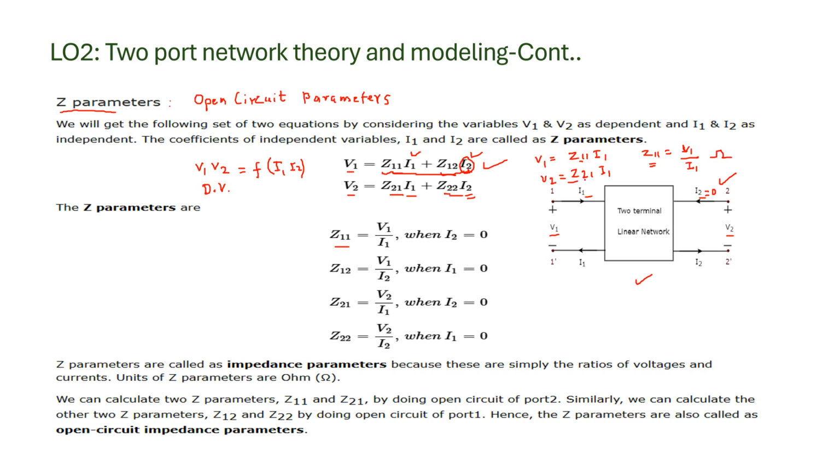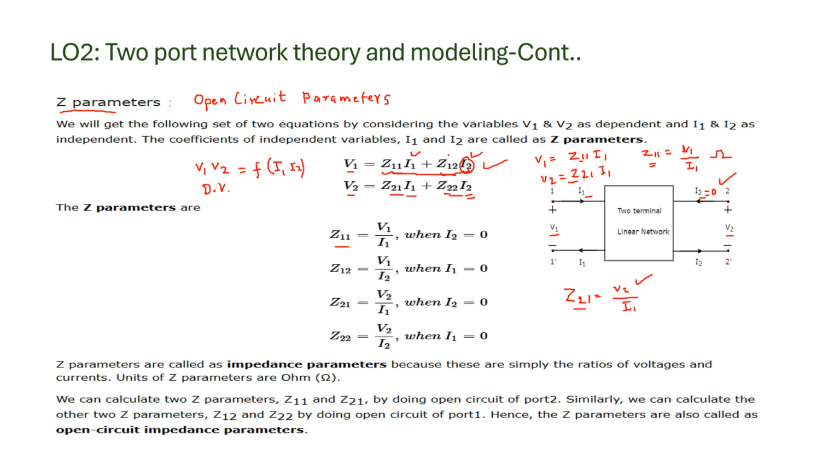Similarly, Z21 can be found out by the equation V2 by I1. So we will have an output voltage. You can measure it by a voltmeter, and you can measure the current I1 at this point. If you divide V2 by I1, then we will get the Z21 parameter. This is called the reverse impedance of the network.